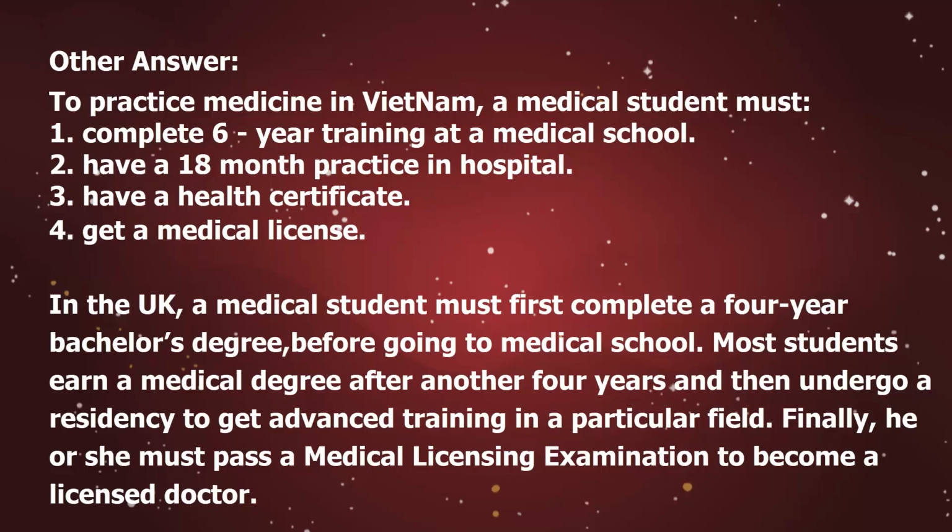In the UK, a medical student must first complete a 4-year bachelor's degree before going to medical school. Most students earn a medical degree after another 4 years and then undergo a residency to get advanced training in a particular field. Finally, he or she must pass a medical licensing examination to become a licensed doctor.